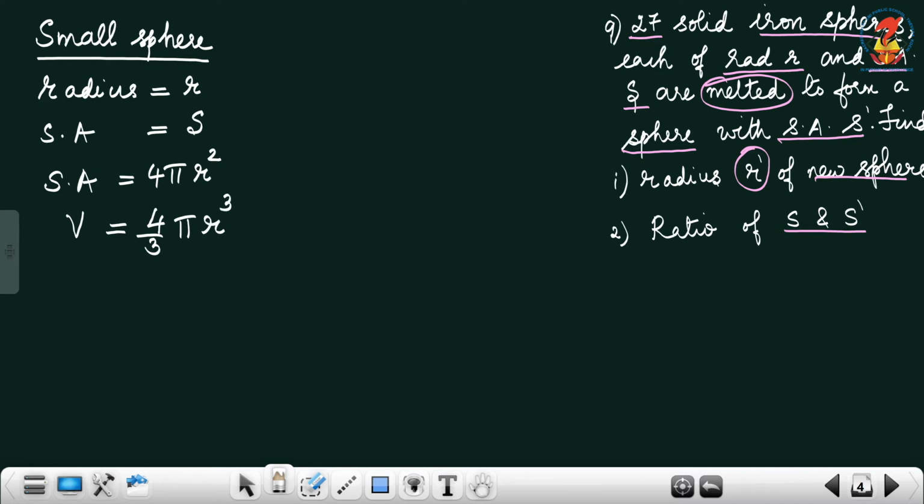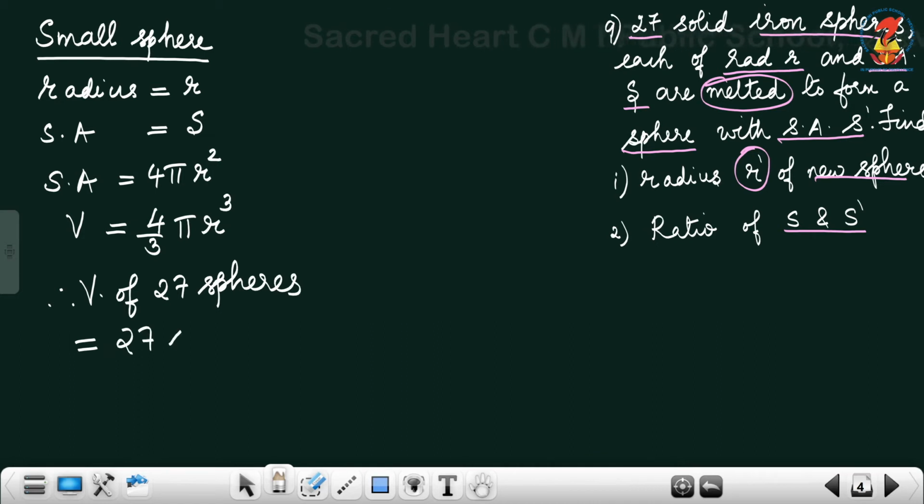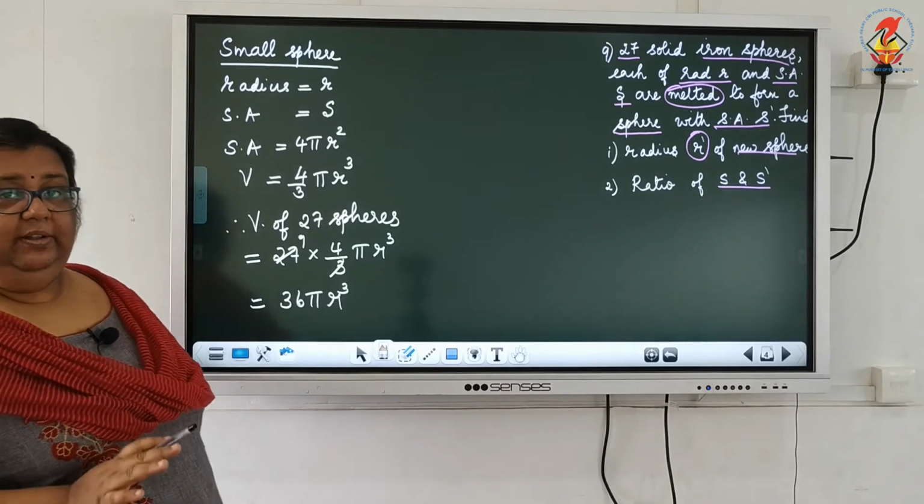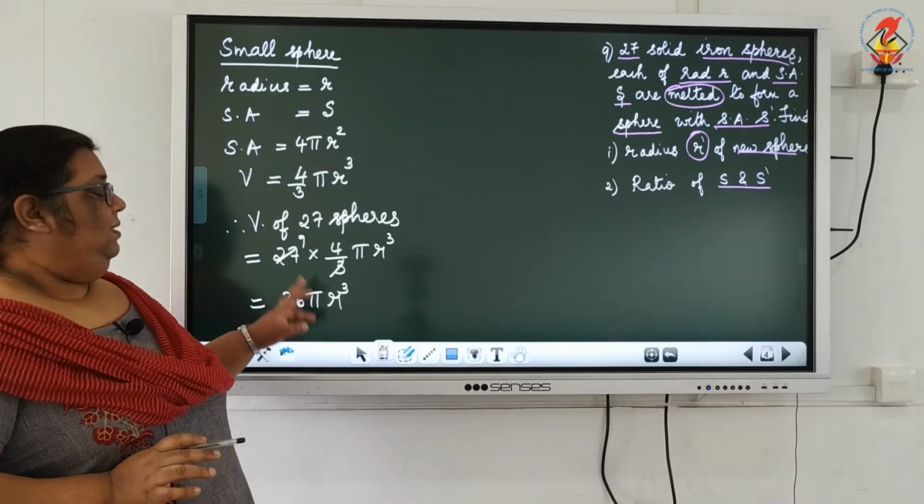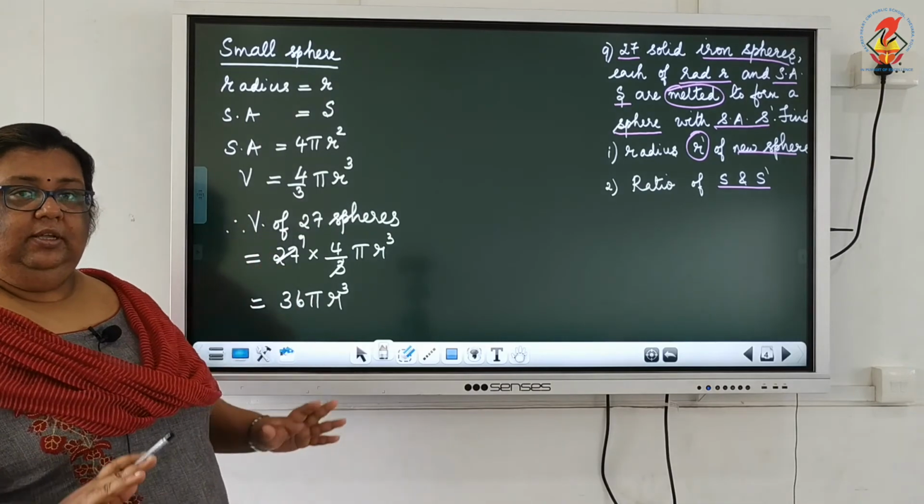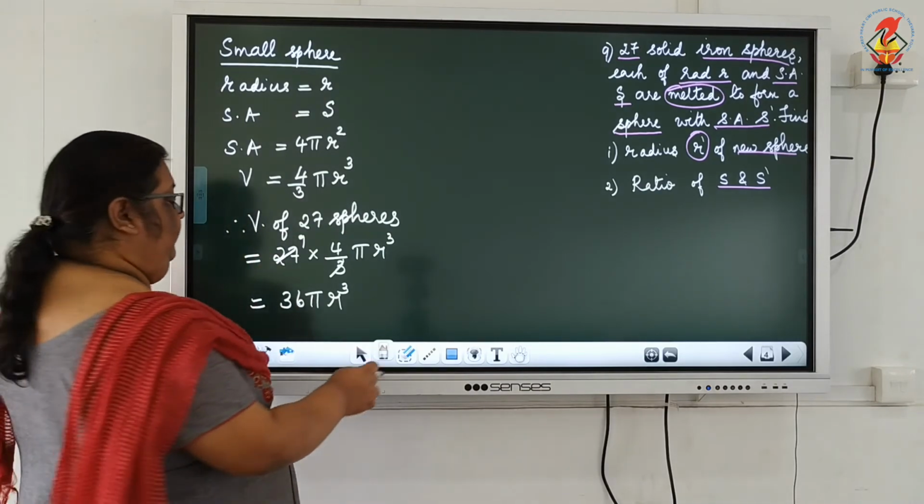Alright. Now, how many such small spheres were there? 27. Therefore, volume of 27 spheres is equal to 27 into 4 by 3 pi r cube. 3 goes in 27, 9 times, 9 4s are 36 pi r cube. So, volume of 27 small spheres is equal to 36 pi r cube. So, this much things comes under the small sphere.